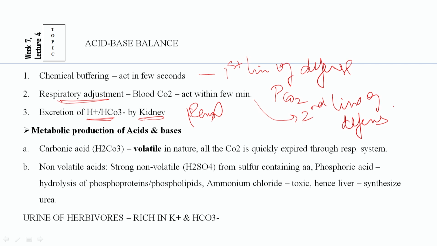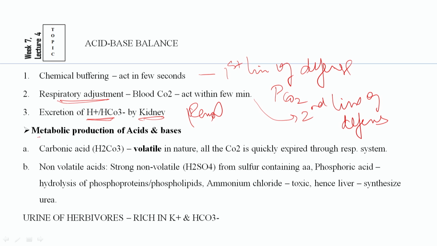So whenever a problem comes, the first thing is they will call the local police. Then if it cannot be controlled, they will call the paramilitary, then they will go for the army or the military, right? The same way, the body also has different lines of defense for any type of disturbance that takes place in the body.